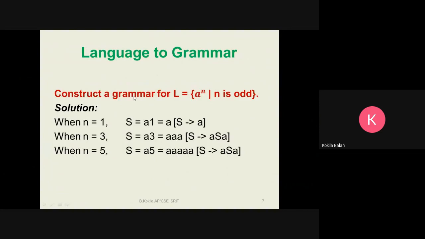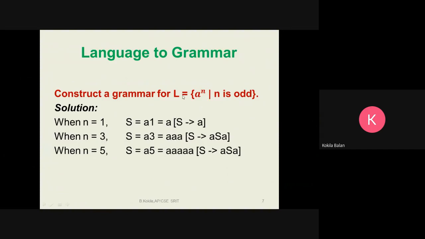Here it is given: construct a grammar for the language a power n where n is odd. In our previous example, we saw any number of a's, with no distinction between odd or even. It can be 1a, 2a, 3a, 4a, and so on. But here it is an odd number of a's: 1a, 3a's, 5a's, 7a's, and so on. So we should write a grammar which is able to generate an odd number of a's. Only then is our grammar correct.